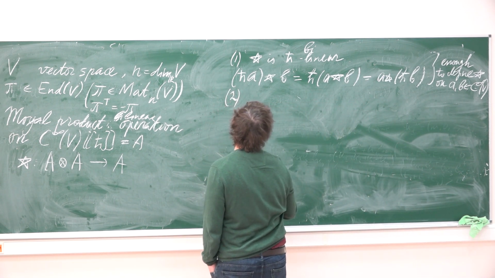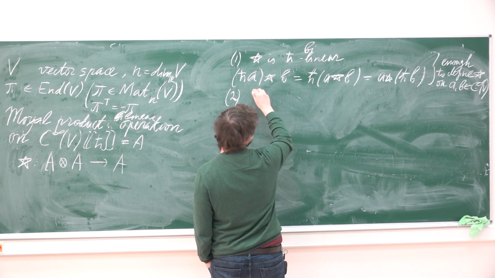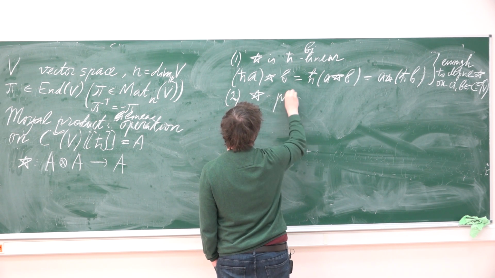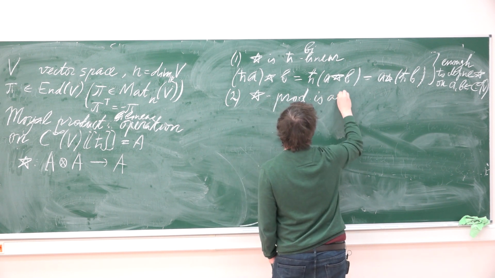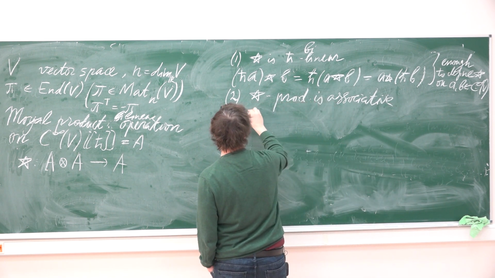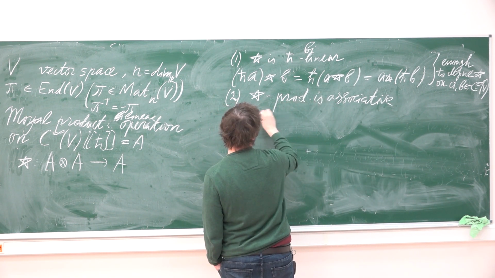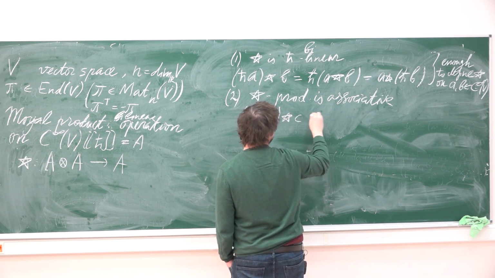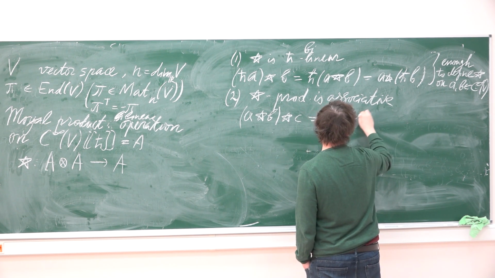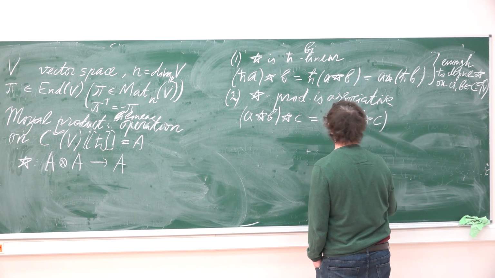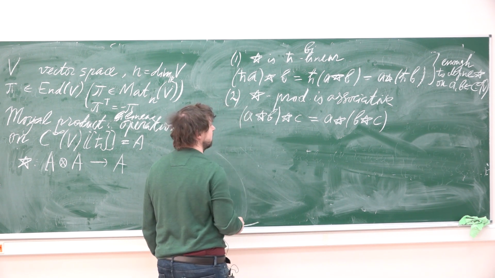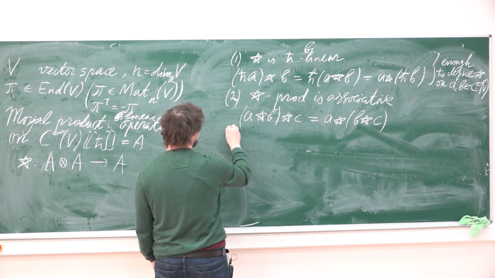Then the second condition is that the star product is associative. That is to say, for any three elements A, B, and C, we have this kind of thing equal to this kind of thing. That is to say, whatever order of product you take, whatever kind of parentheses you put into this formula, you get the same result.